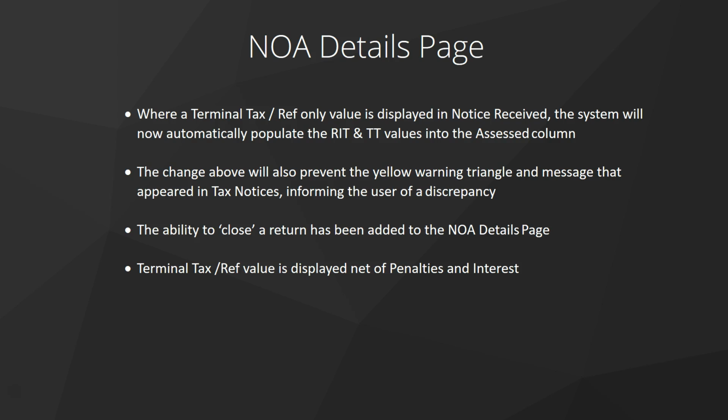Where a terminal tax refund only value is displayed in Notice Received, the system will now automatically populate the writ and terminal tax values into the Assessed column. The change above will also prevent the yellow warning triangle and message that appeared in tax notices informing the user of a discrepancy. The ability to close a return has been added to the NOA Details page. Terminal tax refund value is displayed net of penalties and interest.